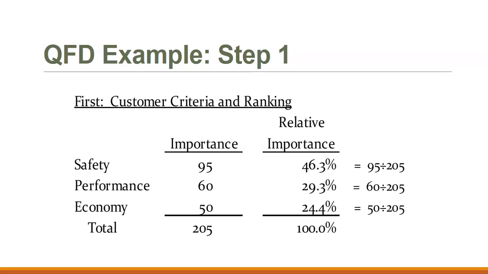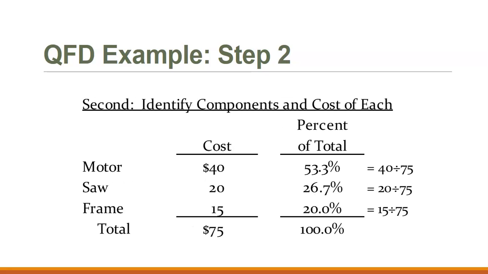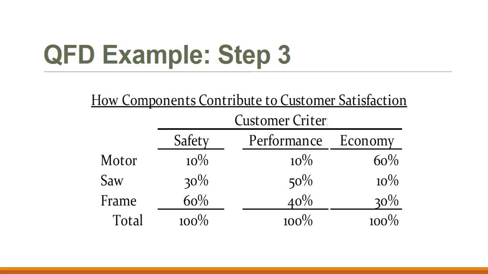Then we look at the cost of each of the components of a saw. We have a motor, the saw, and the frame that's holding the saw. So our total cost is $75. And we have the percent of total cost. Then we want to look at how those components contribute to customer satisfaction. So the safety, performance, and economy, which was the customer criteria, versus the component parts.